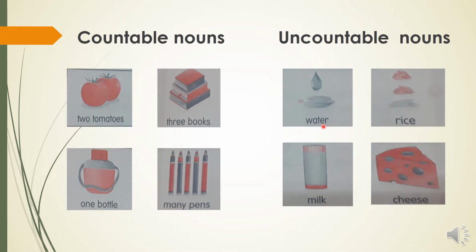And now these are uncountable nouns. Water, this cannot be counted. Rice, similarly milk and cheese. So these are some of the countable and uncountable nouns.